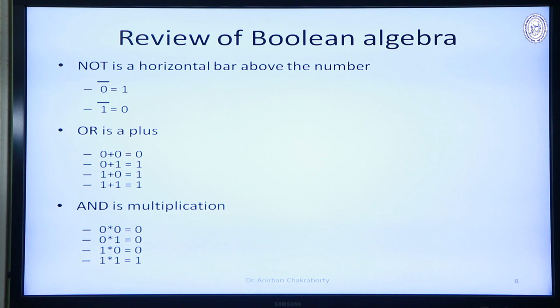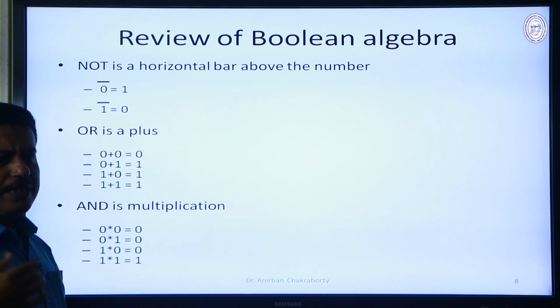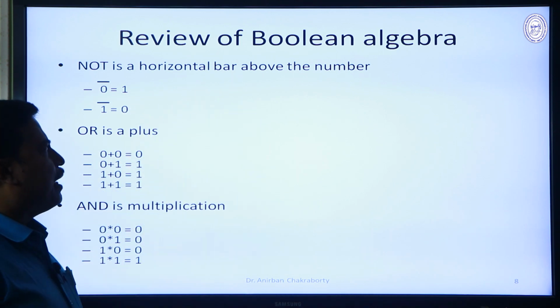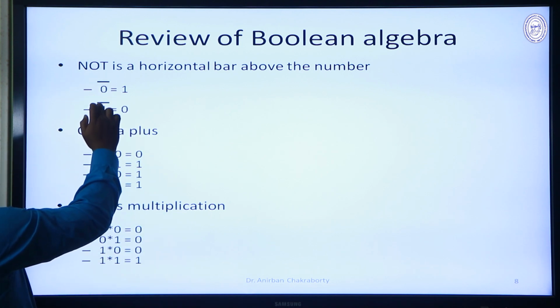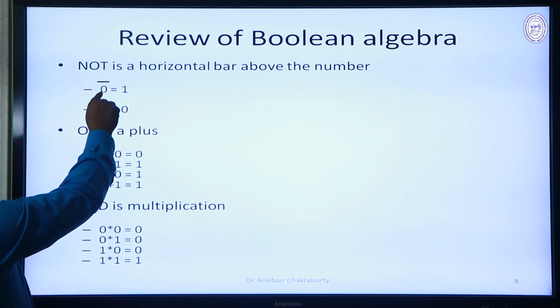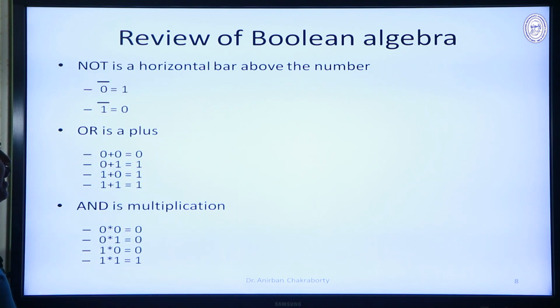Next, I am making a review of the concepts we have learned till this point. First one is NOT. Generally, NOT is shown as a horizontal bar, or in some books a prime is used. So 0 bar means 1 and 1 bar means 0. Whatever the input is, if I apply a bar, the output will be just the reverse.